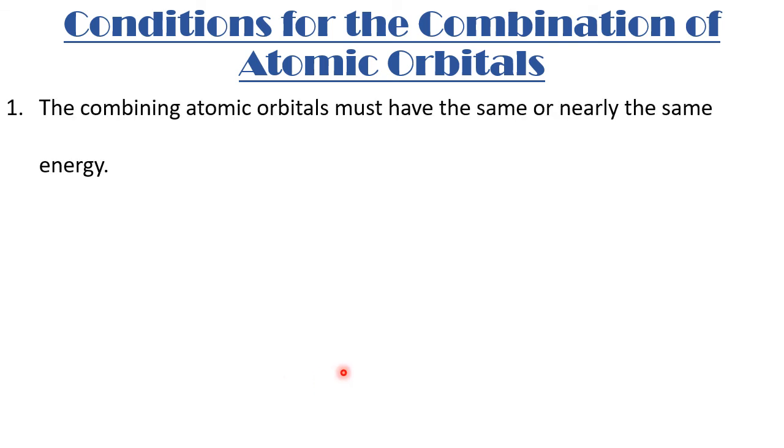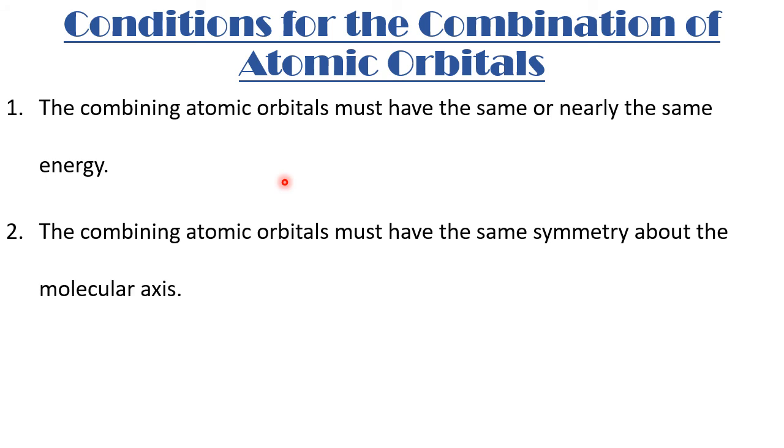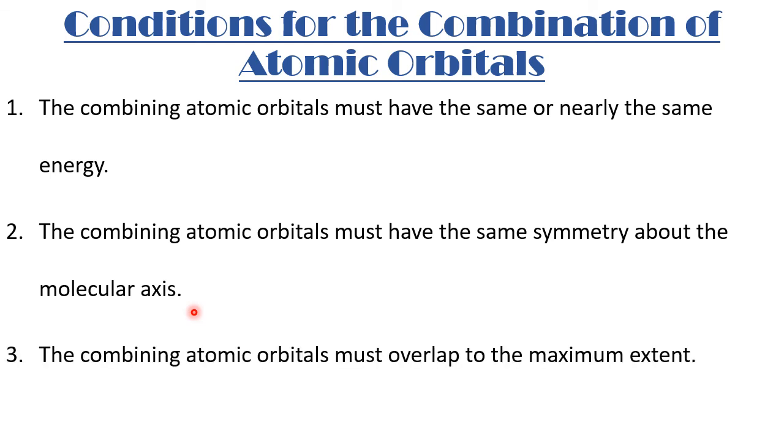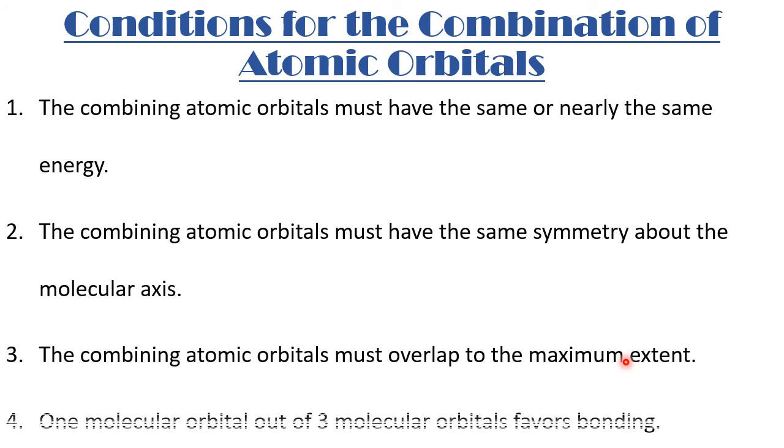Now there are some conditions for the combination if you want to explain by the LCAO method. Condition number 1: the combining atomic orbitals must have the same or nearly the same energy. Under a different heading, one more similar point: the combining atomic orbitals must have the same symmetry about the molecular axis. The combining atomic orbitals must overlap to the maximum extent. Once again, this was repeated, but in a different way.